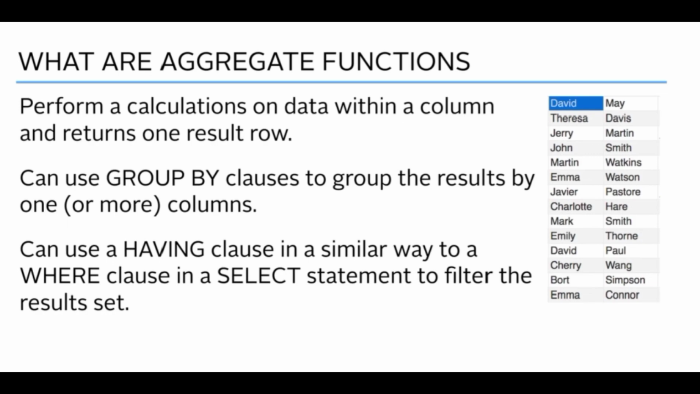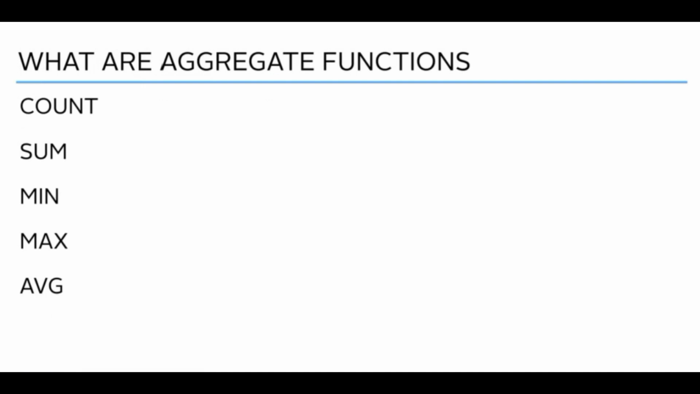And when we're grouping data by column, we can use the having clause in a similar way to how we use the where clause in a select statement. So having and where are quite similar. We say group by a column and having this certain value. So we'll learn more about the having clause later on in this section, but that's basically what the having clause does. And the aggregate functions that we're going to learn about are count, sum, min, max, and average.